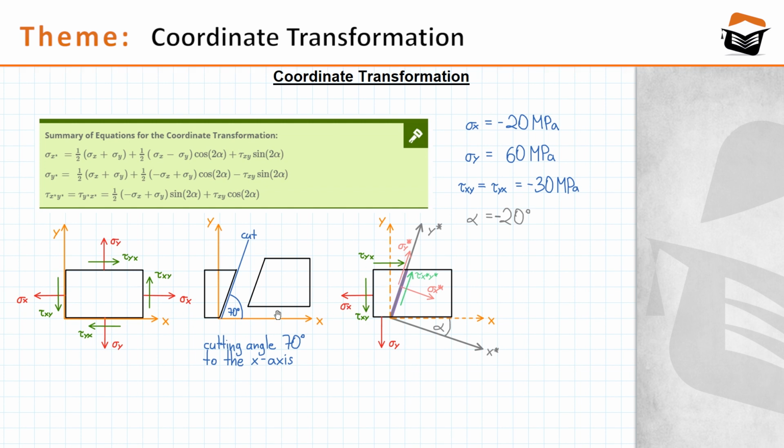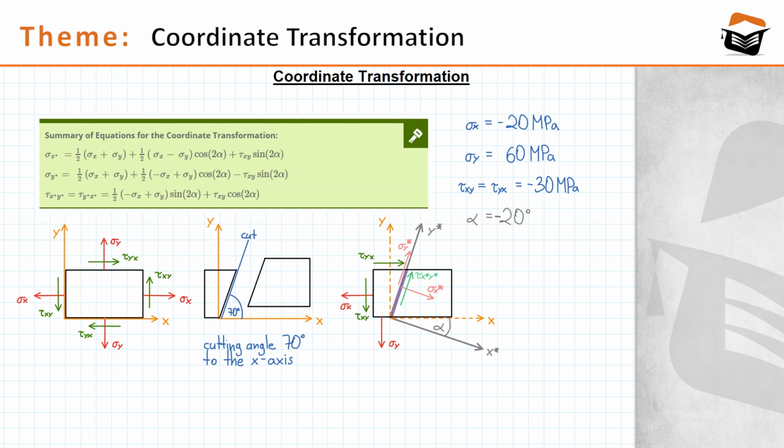So if the cutting angle is 70 degrees, as I said, the value of alpha is 20 degrees, or in our case minus 20 degrees because of the clockwise rotation. And that's because the right angle has 90 degrees, so we have cut off 70 degrees, and that leaves us with 20 degrees. And let's start calculating the values for the normal stresses and the shear stress in the rotated coordinate system. The values of stress in the old coordinate system are given.